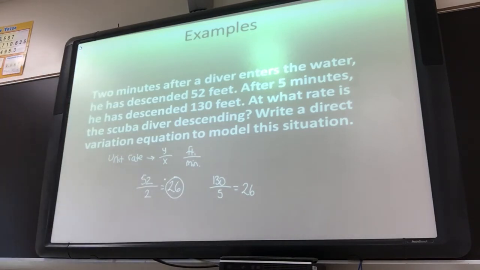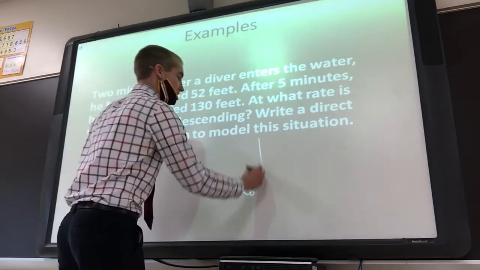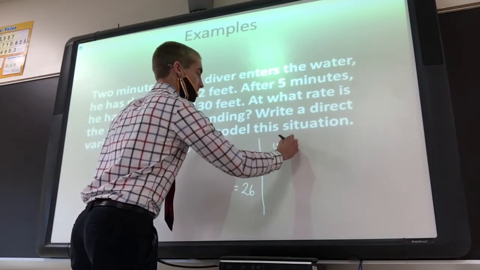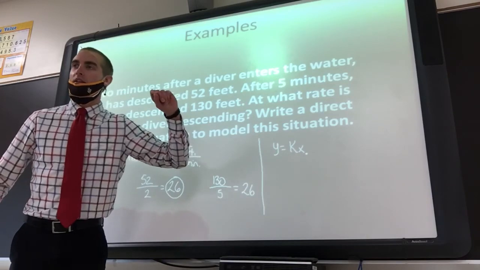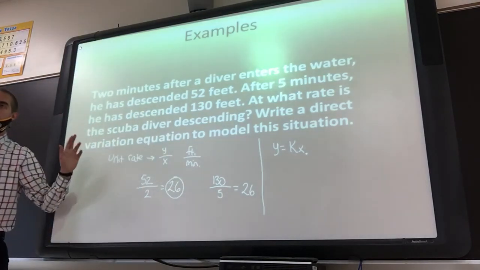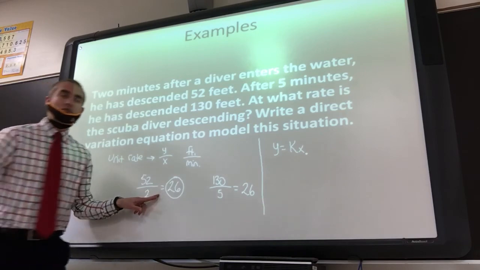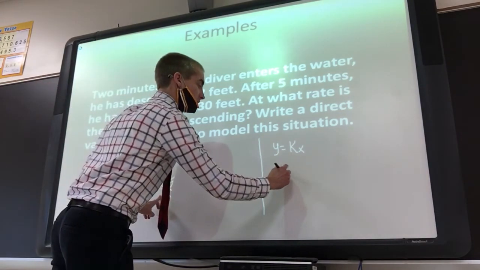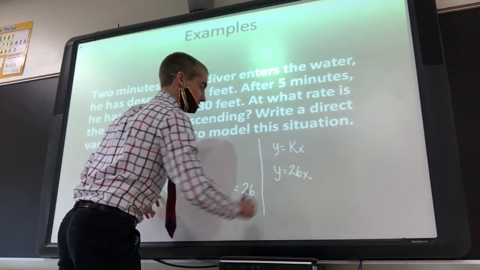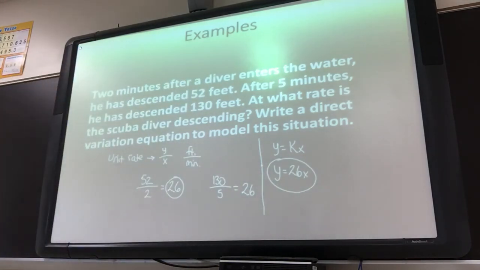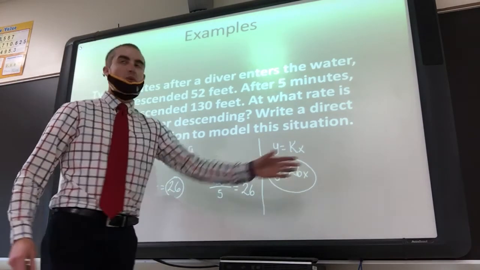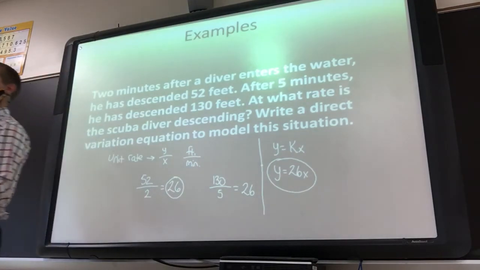So the last thing is to write a direct variation equation. Well, that equation is y equals kx. And what does K represent? It is the unit rate. And we just found the unit rate, which is 26. So our equation is going to be y equals 26x. So once you find the unit rate, you just plug that in for K, and it's going to be y equals the unit rate times x.